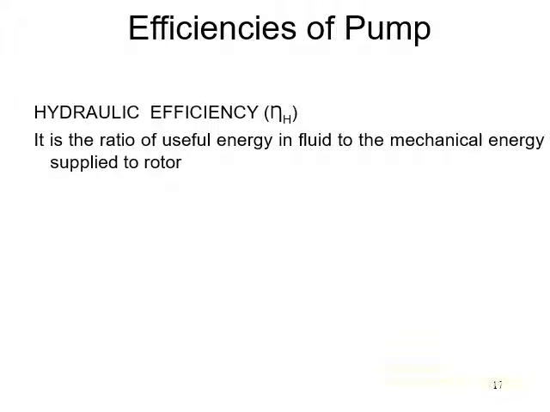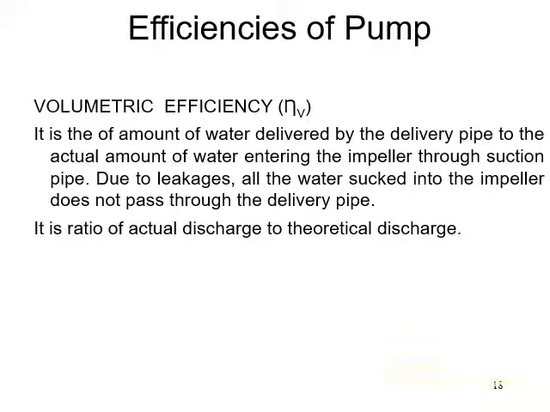Hydraulic efficiency is the ratio of useful energy in the fluid to the mechanical energy supplied to the rotor. Volumetric efficiency is the ratio of the amount of water delivered by the delivery pipe to the actual amount of water entering the impeller through the suction pipe. Due to leakages, all the water sucked into the impeller does not pass through the delivery pipe. So it is also the ratio of actual discharge to the theoretical discharge.